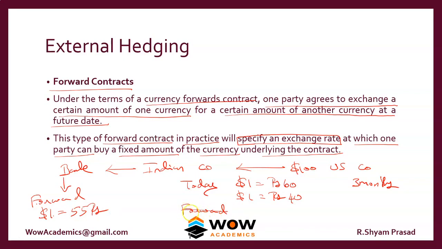So what happens here is, as promised, the US company will give you $100, and with that $100 you won't go to the spot market. Irrespective of the spot market, you have to go to the bank. As promised, you give the bank $100, and the bank will give you 5,500 rupees for the $100 that they have promised you. So irrespective of whatever happens, you will receive the 5,500 Indian rupees.